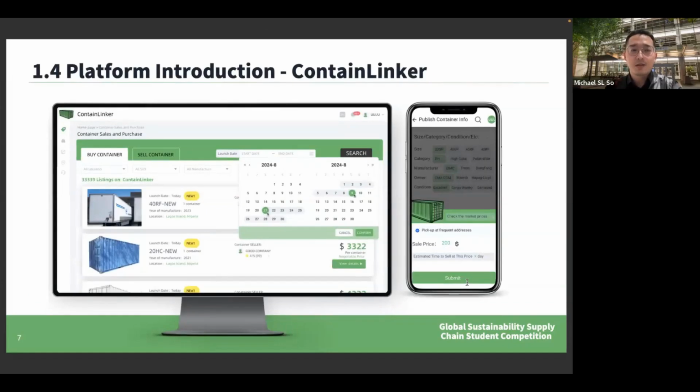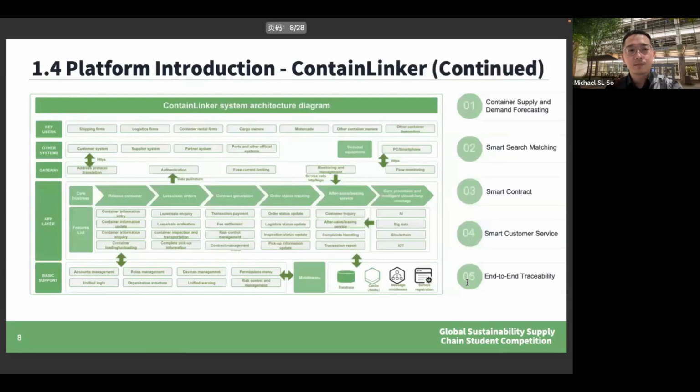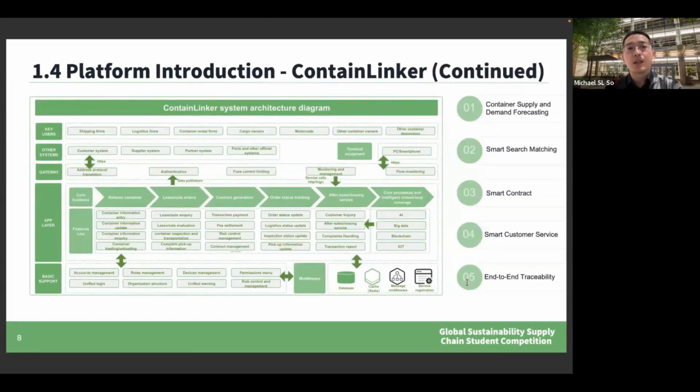Here is a platform introduction. Container Linker is a platform connecting container suppliers and their buyers or renters. It aims at improving container management through accessible technology. Both parties can access the platform using the web or the app. It leverages AI and blockchain technology to offer features such as supply and demand forecasting, smart search matching, secure payment solutions, and multilingual customer support. We also leverage the Internet of Things to make the whole business process, from container posting to after sales, transparent and secure.